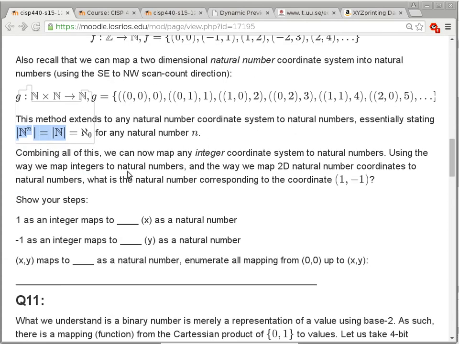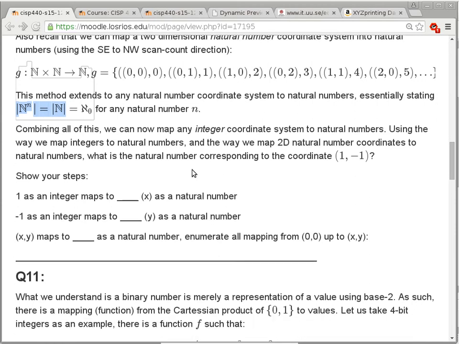All right, so getting back to this stuff here. The question now is, there are several questions. Combining all of this, we can now map any integer coordinate system to natural numbers, because we have a way to map integers into natural numbers, and then we have a way to map any dimension of natural numbers to just natural numbers. So that means we have a way to map integer coordinate systems to just natural numbers. Using the way we map integers to natural numbers and the way we map 2D natural number coordinates to natural numbers, what is the natural number corresponding to the coordinate (1, -1)?